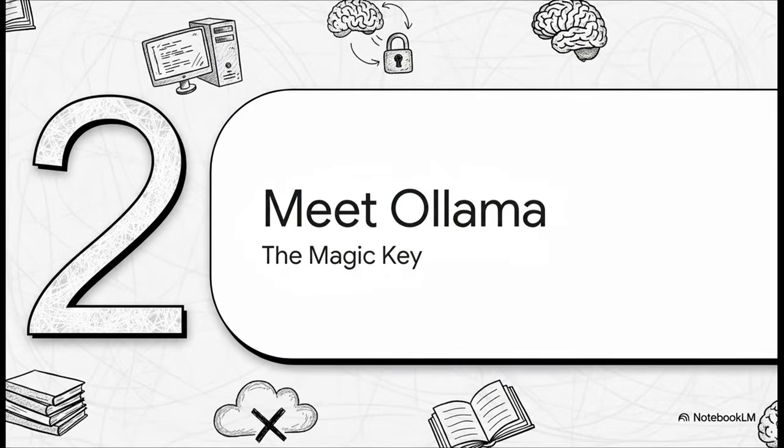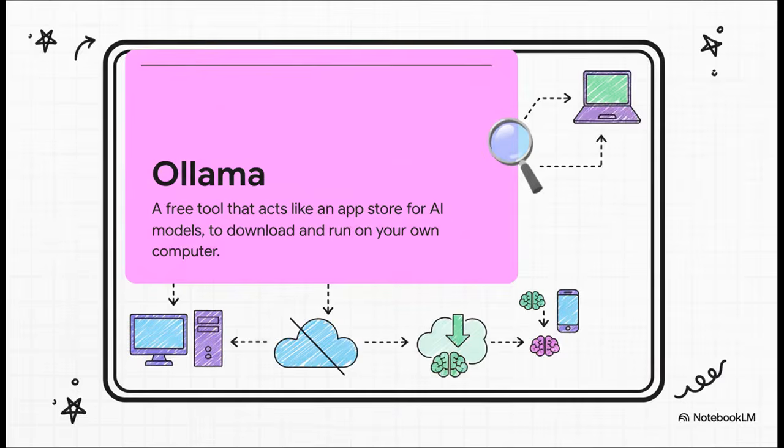So what's the magic key that unlocks all this? It's a fantastic, and I mean really simple tool called Ollama. The best way to think about Ollama is to imagine an app store. Seriously. But instead of downloading games or social media apps, you're downloading these powerful AI brains. It takes care of all the complicated stuff in the background, which makes getting these models up and running on your own machine incredibly easy.